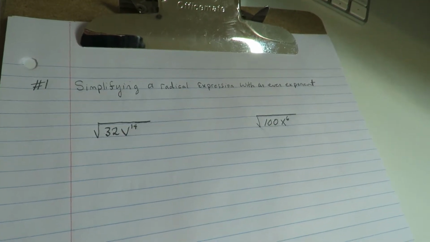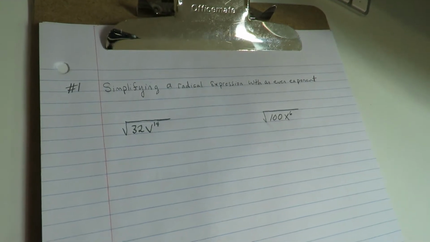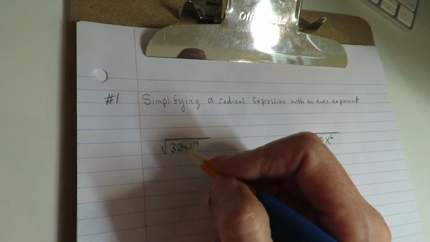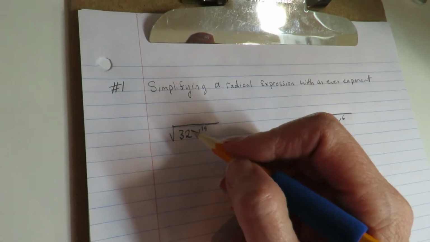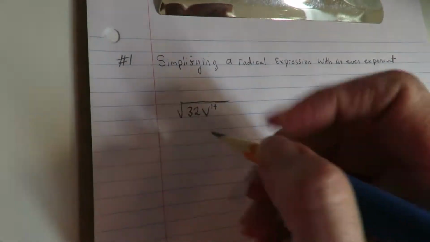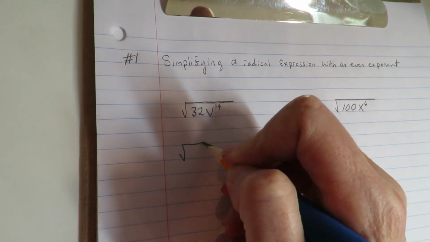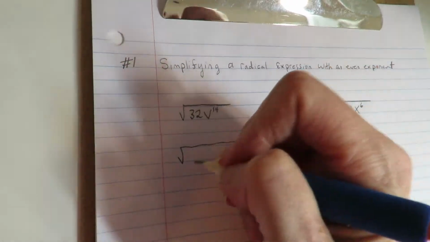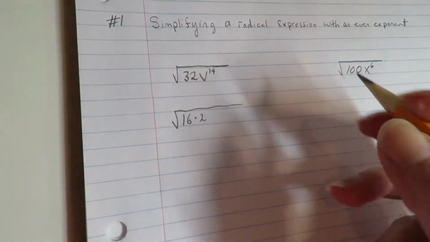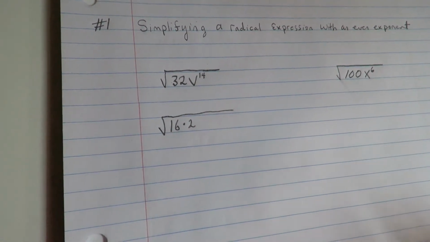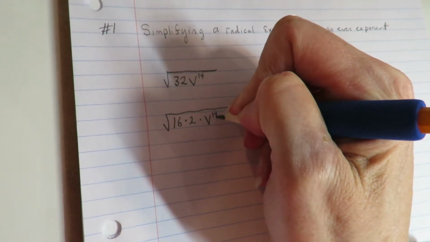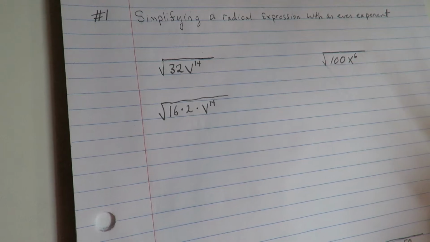So simplifying a radical expression with an even exponent. The first thing you want to do is look at whether the number in front is a perfect square or not. And if it is not a perfect square, you want to pull out the biggest perfect square you can. So for instance, 32 is 16 times 2. So the biggest perfect square in 32 is 16. And v to the 14 is already a perfect square because it's an even exponent.